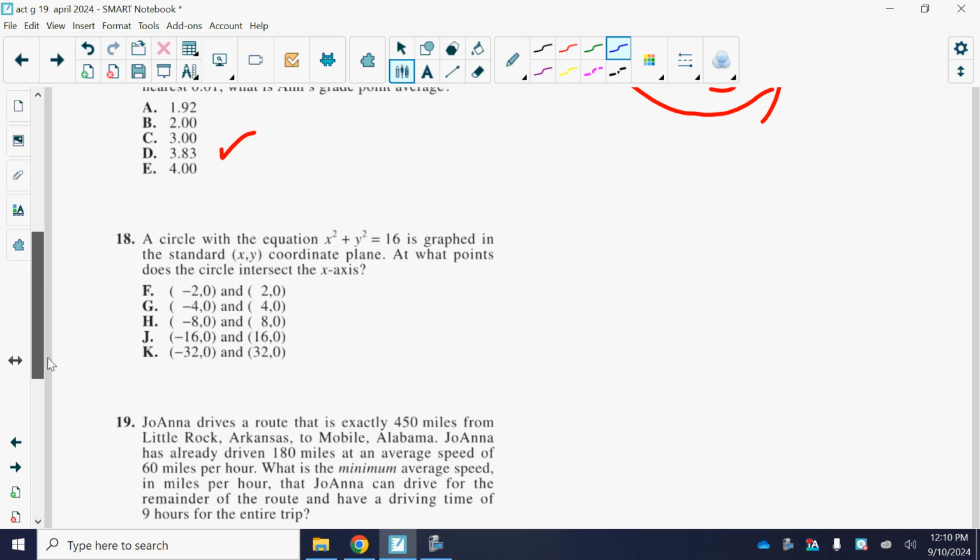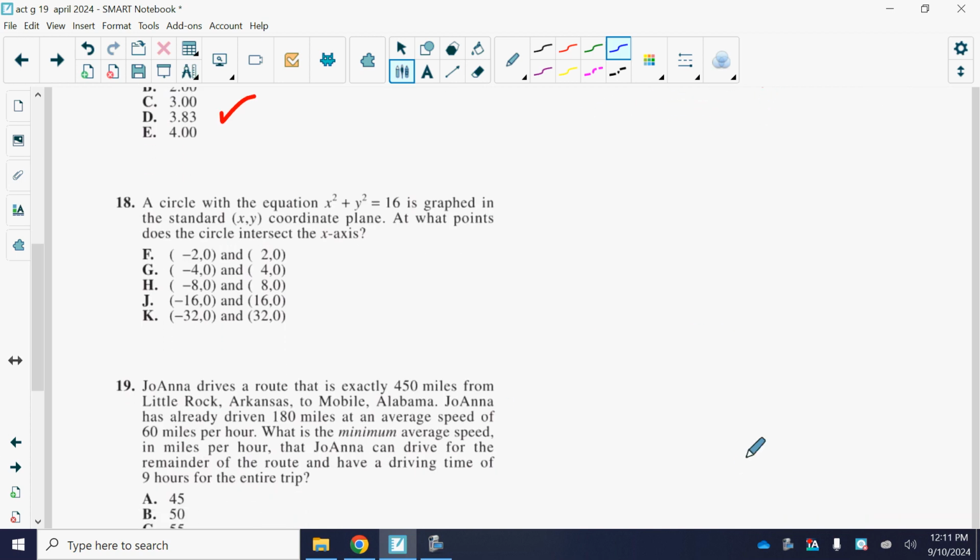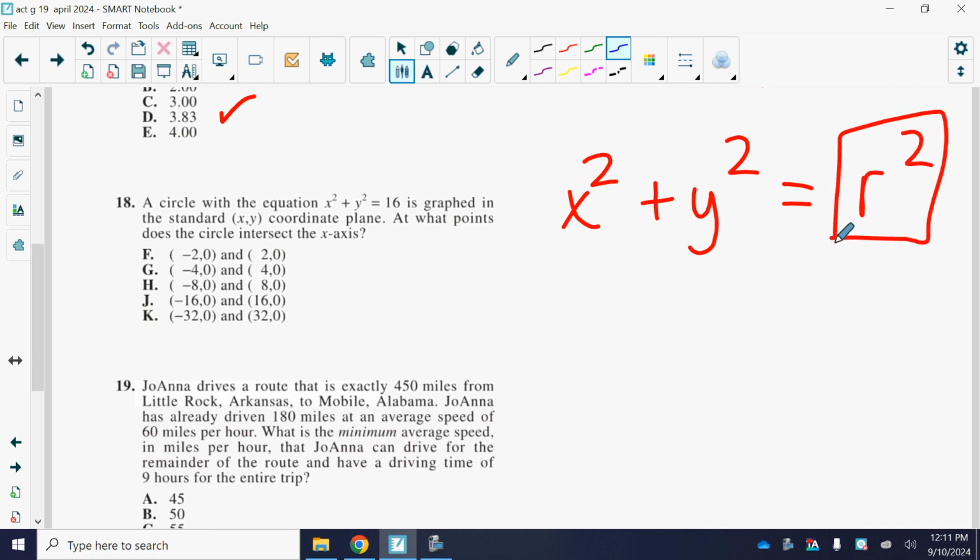Okay? Moving right along, this is a circle equation. The circle equation is x squared, that's 0, plus y squared, that's 0, is r squared. So the radius here has to be 4, so it has to fit on this point. If I were to graph that, I would center it at 0,0 and go out 4 units left, right, up, down.